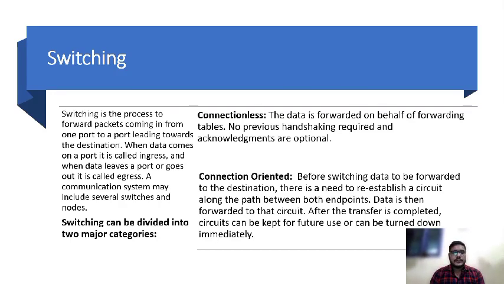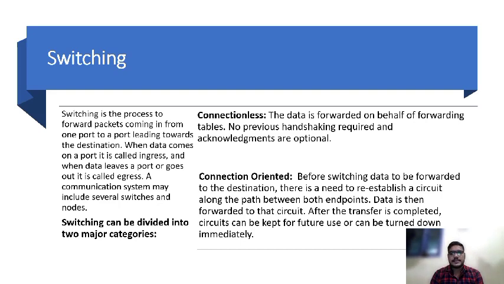In switching, when data comes in on a port, it is called ingress, and when data leaves a port or goes out, it is called egress. In a communication network, there may be two or more switches depending upon the needs. Switching is basically divided into two categories. The first one is connectionless and the second one is connection oriented.